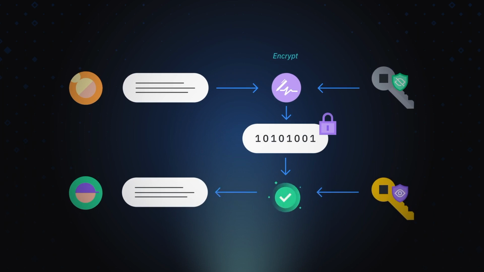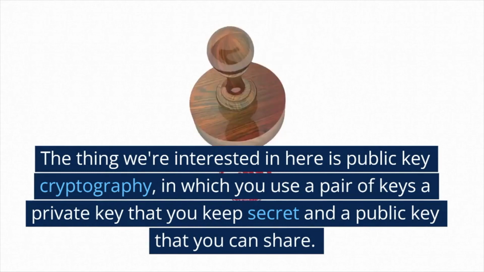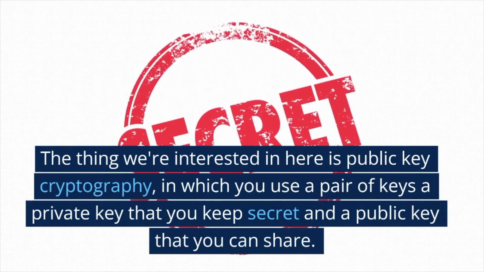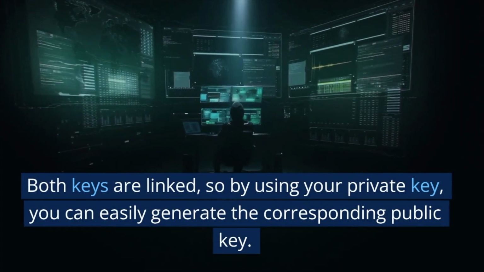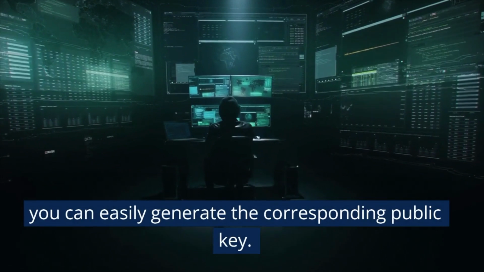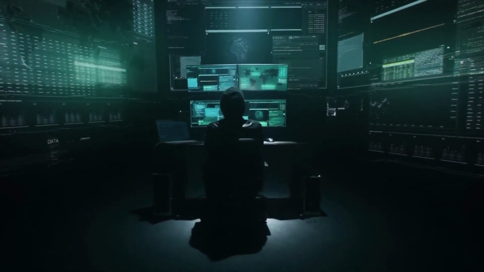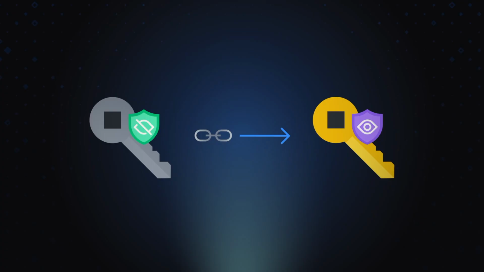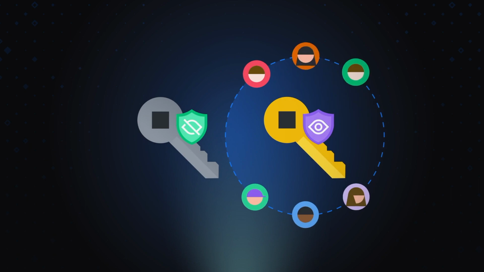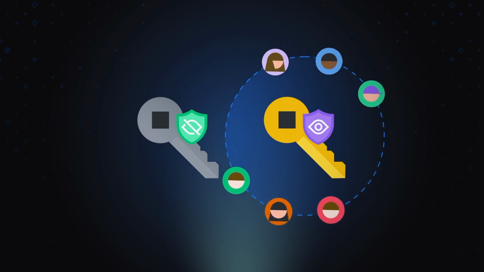The thing we're interested in here is public key cryptography, in which you use a pair of keys: a private key that you keep secret and a public key that you can share. Both keys are linked, so by using your private key, you can easily generate the corresponding public key. But this only goes one way. It's virtually impossible for someone to take a public key and reverse engineer it to get the private key. Therefore, there's no security risk to you sharing the public key. In fact, you need to share it to make transactions.